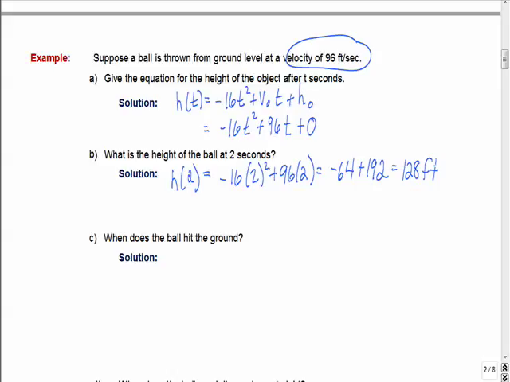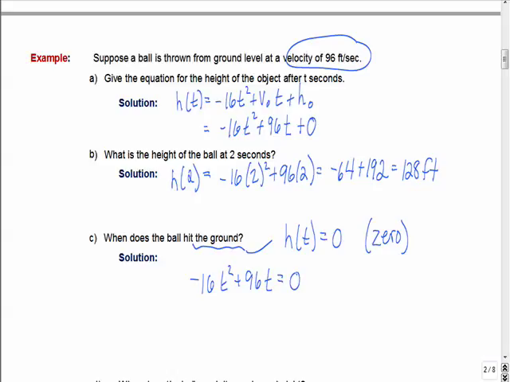Part C, when does the ball hit the ground? Well, the ball will hit the ground when the height equals 0. In other words, from our previous definition, we're actually looking for one of the zeros of the quadratic function. And so what we do is we take our formula that we had, negative 16t squared plus 96t, and we set that equal to 0, and we solve. Now notice both of these have a t that's common, and in fact they both have a 16 that's common. So I could actually take out 16t, which would leave me with negative t plus 6 would equal 0.